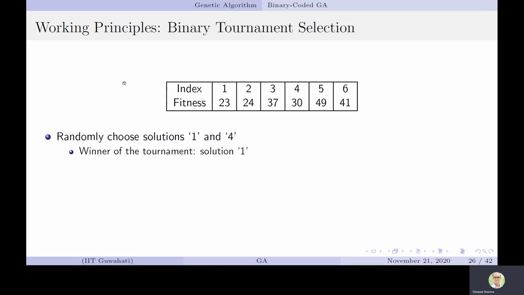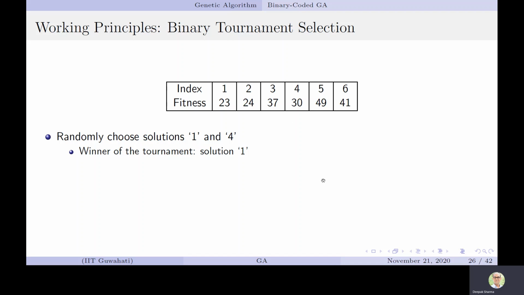Since the genetic algorithm is stochastic in nature, these are called meta-heuristic algorithms. So we do this binary tournament selection randomly. We have 6 solutions, so we have to randomly pick 2 solutions. Suppose we chose 1 and 4. Again, 1 and 4 are chosen randomly. When we chose, now look at their fitness between 1 and 4. I know that solution 1 is the winner because it has a better fitness than solution 4.